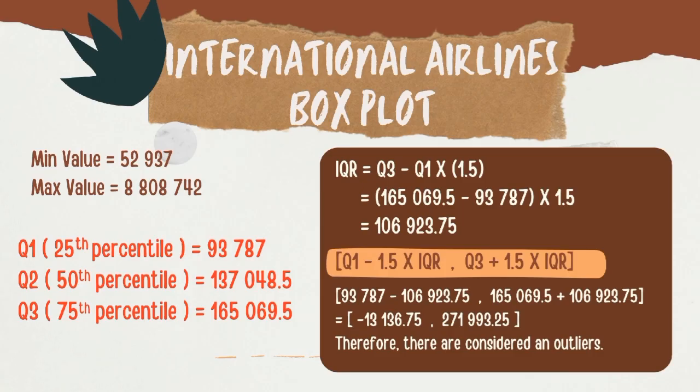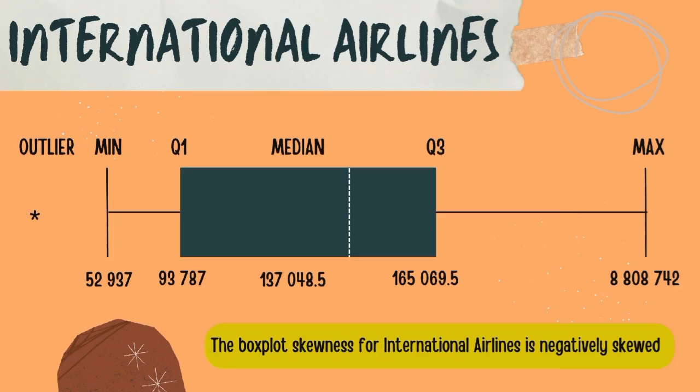After we got all the values, we can proceed to do the box plot. So this is the result for the international airlines box plot. The box plot skewness for international airlines is negatively skewed.